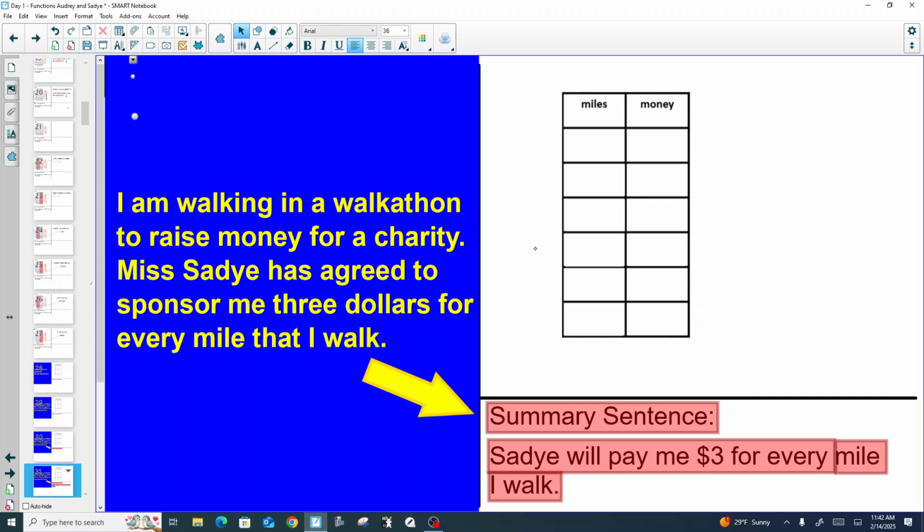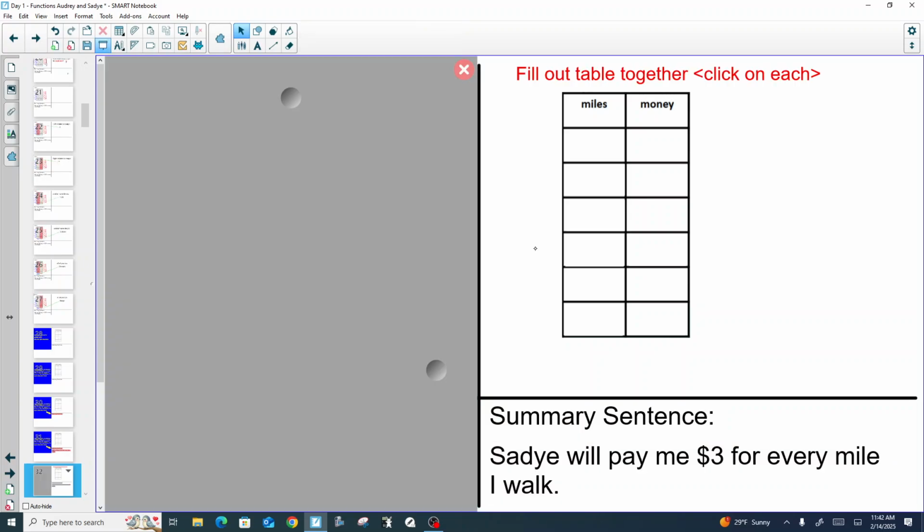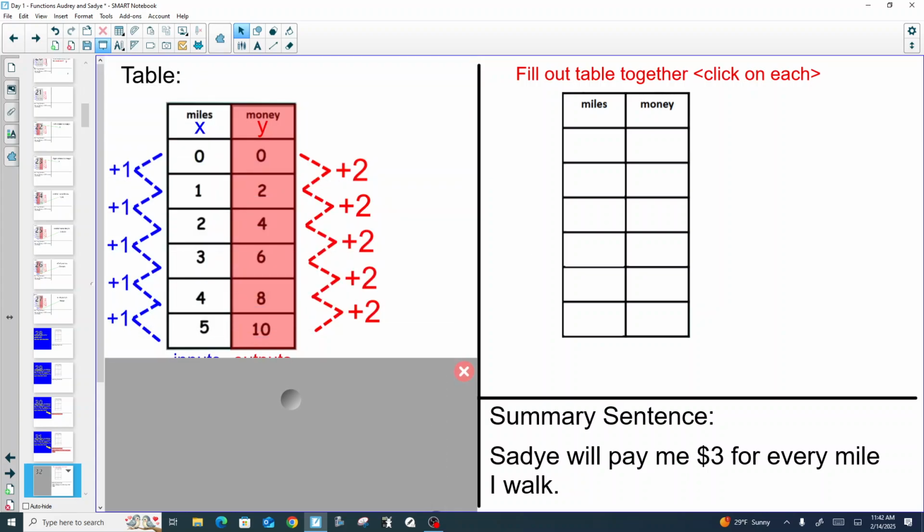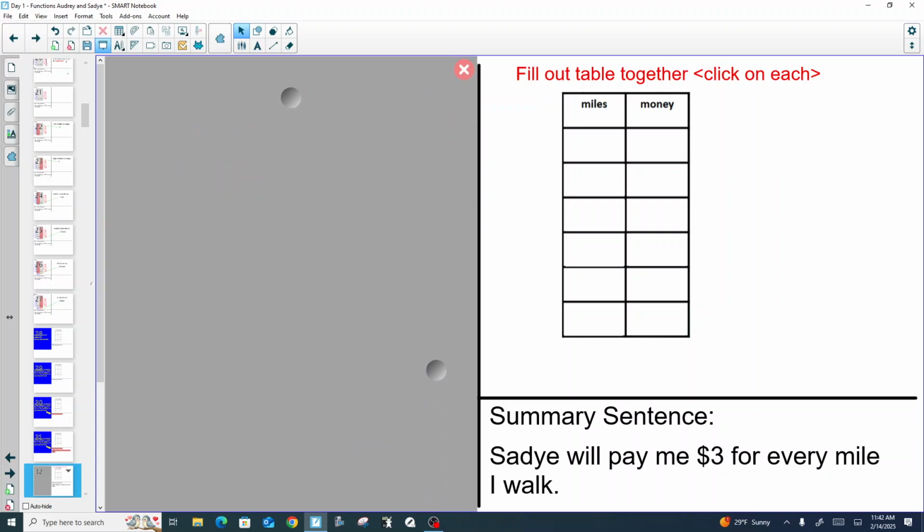All right. So, the next thing that we need to do is we need to fill this table out together. Now, I've got Audrey's table kind of hidden right here, okay? So right over here on the right side of your paper, we start out with what? 0. But that is not my start number. Not that 0. Isn't my start number going to be the one that's right over here that we're about to put into the Y column? If I walk 0 miles, how much money will I get? 0. So that one is going to be my start number.